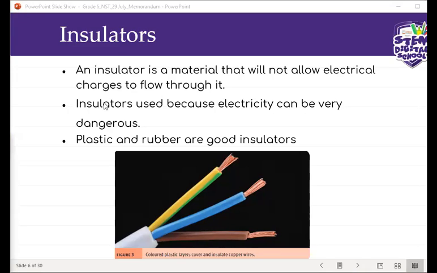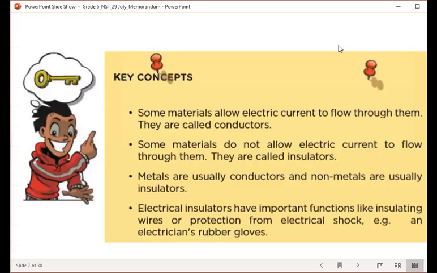Okay, so key concepts: some materials allow electric current to flow through them. They are called conductors. Quick question. Electric current, does it flow from positive to negative or from negative to positive? Does it flow from the positive end of the cell to the negative end, or from the negative end to the positive end?